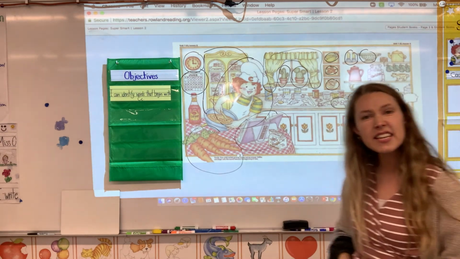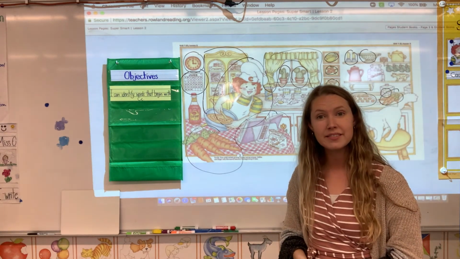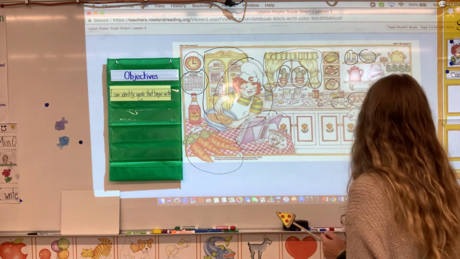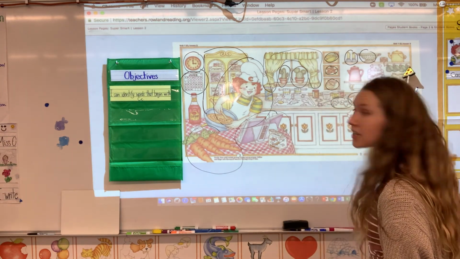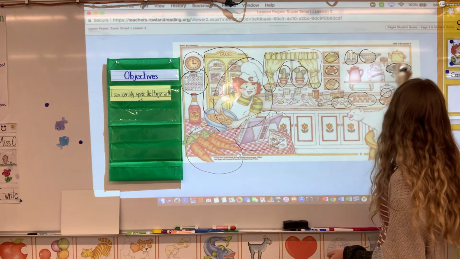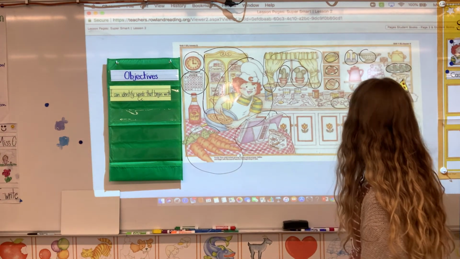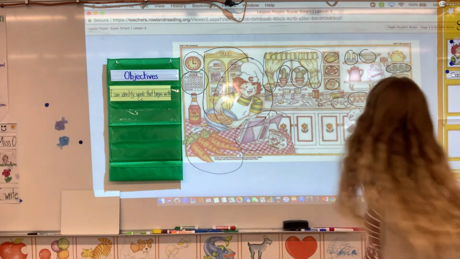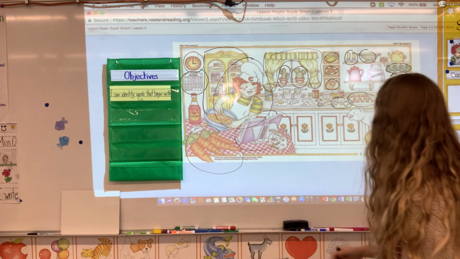We also have 2 teapots. Are teapots C words? No, so we're not going to circle the teapots. But there are some cups. That's a good C word. There's also a little cow. A cow also begins with letter C.